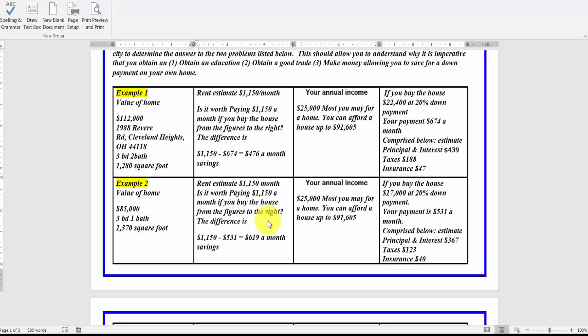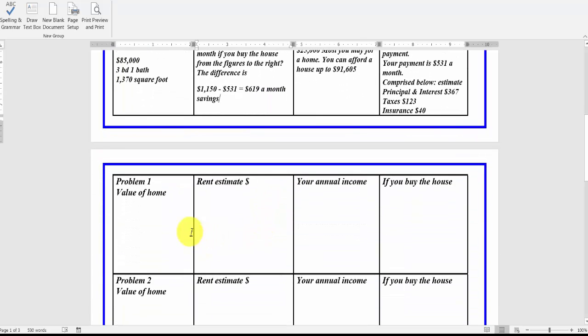Now remember, this is real time. What we want you to do is go back to the website and find a home of value. Figure out the rent estimate, how much your annual income is, and whether you can buy the house by looking at the above problems. Do that for 2 of them. This will give you a solid, real foundation of what you're looking for in the future. You will not find this lesson anywhere else but here. So make sure you keep track of where this website is, and keep track of your lessons so you know exactly what's going on.